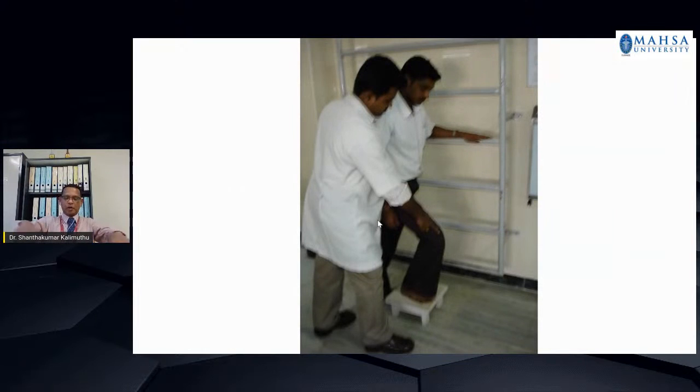Now you can use a block. You can keep a block, and the patient can put the affected extremity on the block. You can keep the block above the knee, at the distal thigh. Encourage the patient to come up, and you can strengthen the quadriceps musculature this way. The block can be placed by the side, and you can instruct the patient to put the affected extremity on the block. Lateral step ups can also be encouraged to strengthen the hip abductors.